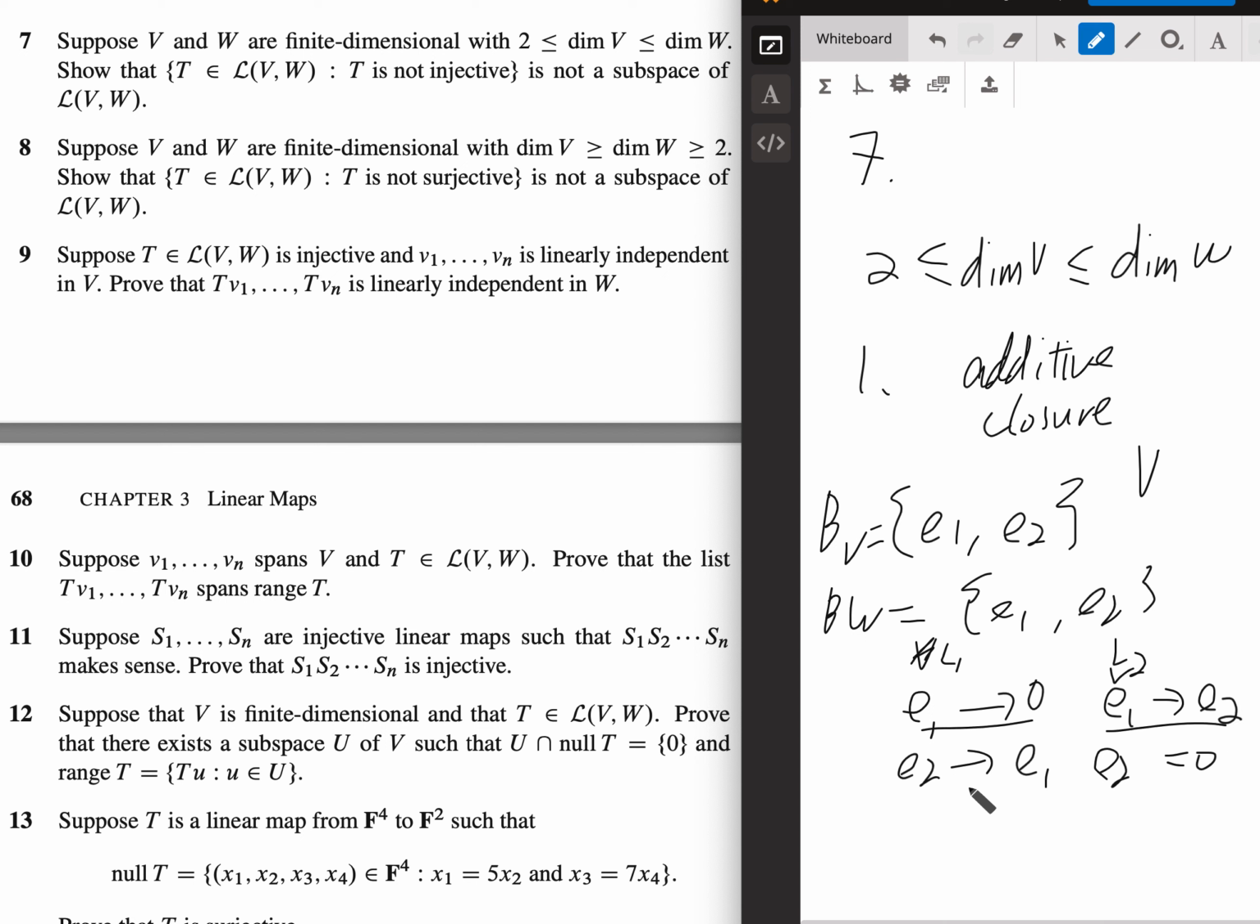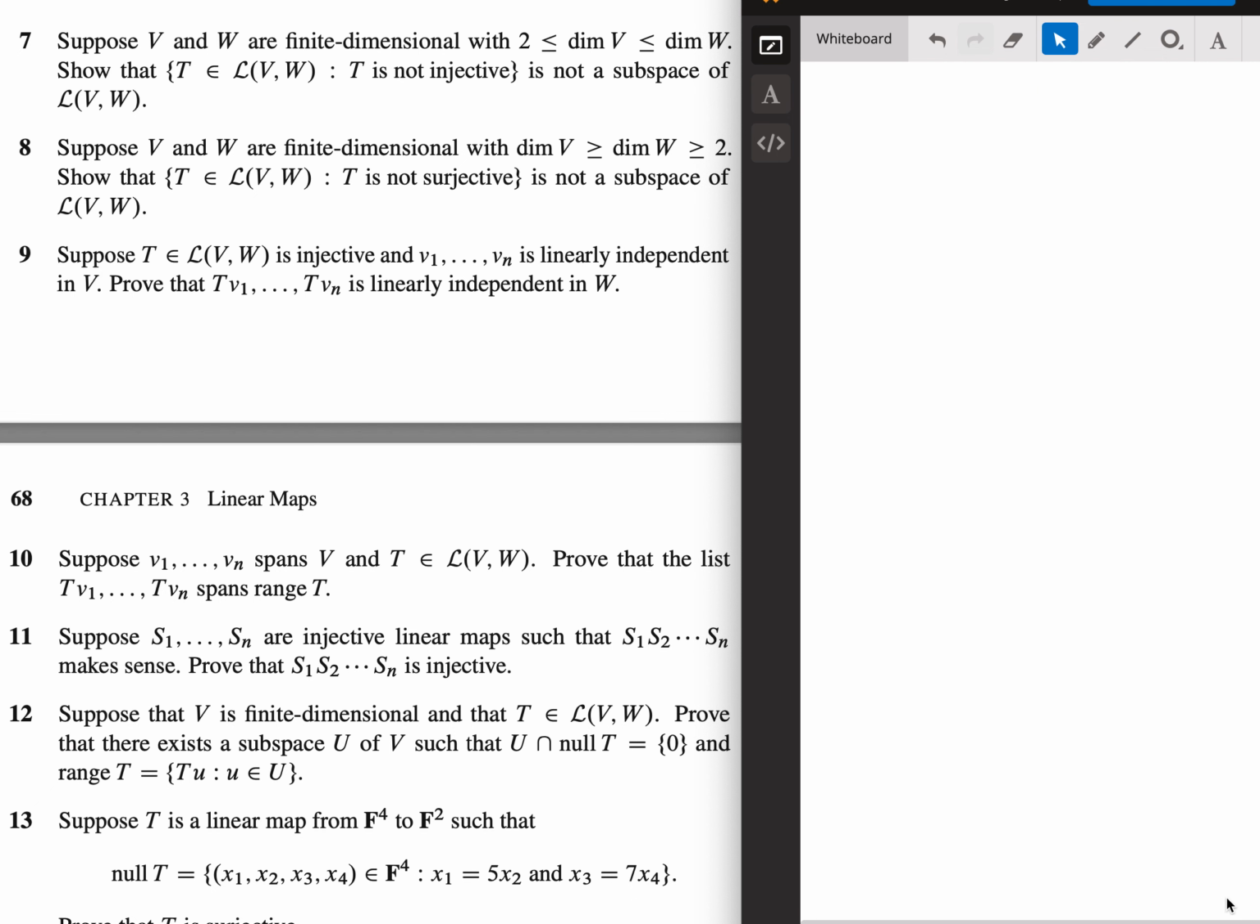And then when you add them together, E1 gets mapped to E2 and E2 gets mapped to E1, which is not injective. So I think that works fine. It's very similar to question 4 or 5, something like that.